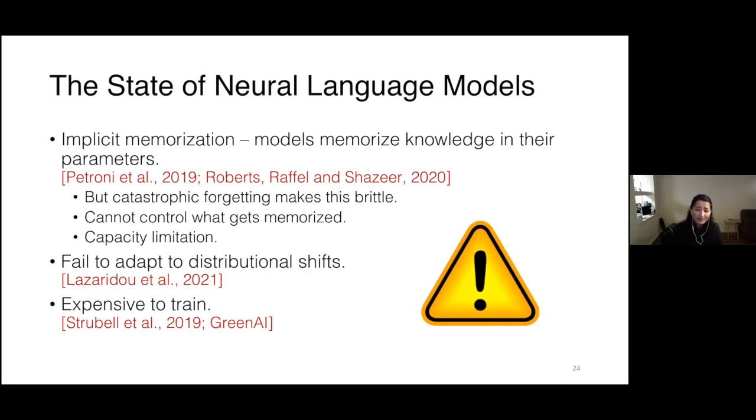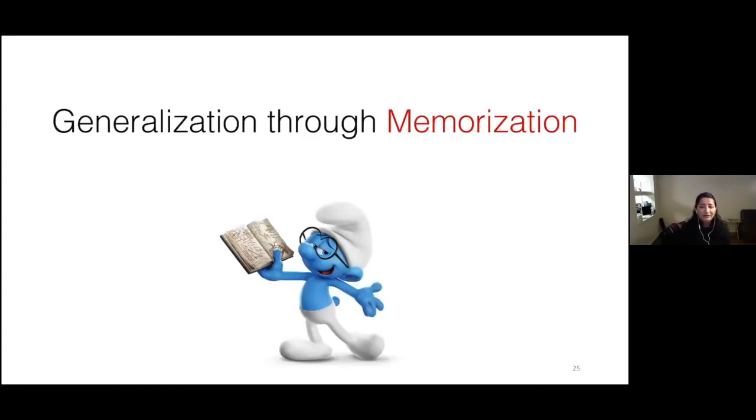In addition, because we live in a world that's constantly changing and evolving, every day there are new facts that the model hasn't been trained on, like who won Super Bowl 55 or how has COVID affected our lives. Large language models are unable to adapt to these distributional shifts in data, which in turn hurts their ability to adapt to changing environments. Another limitation is that given present-day model architectures and hardware, these models require tremendous amounts of compute to train. So in light of these challenges, in my work, I've proposed generalization through memorization.